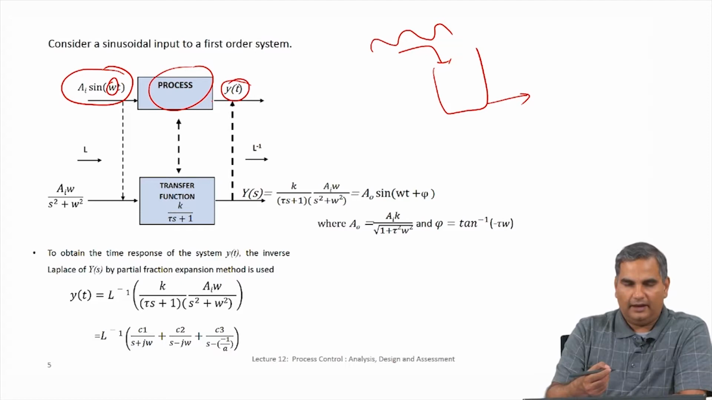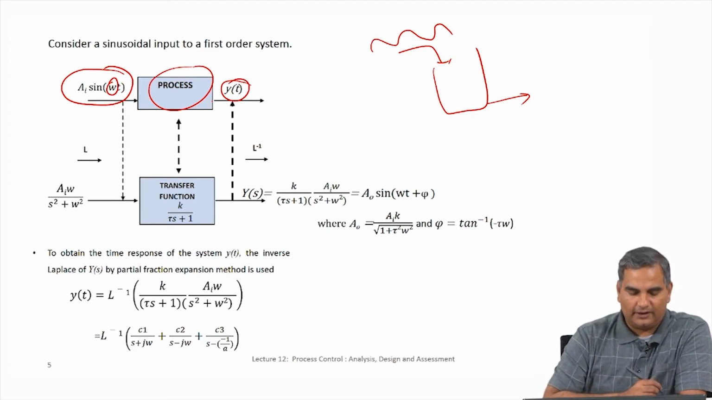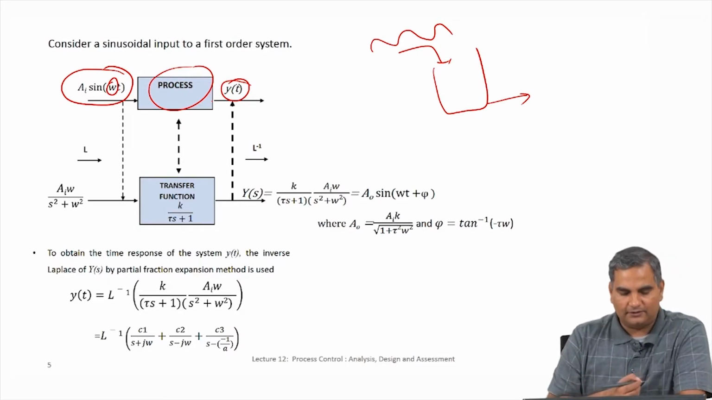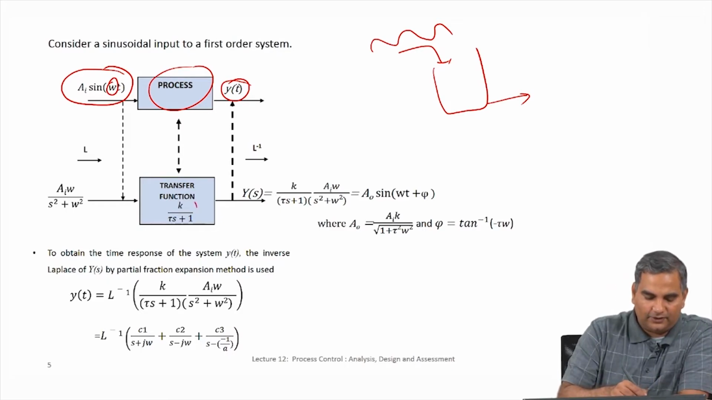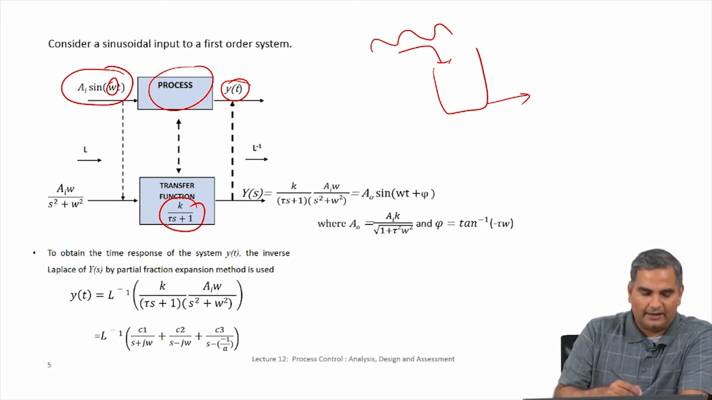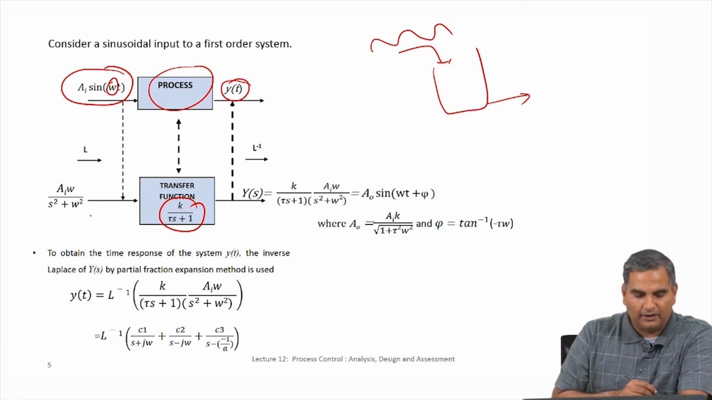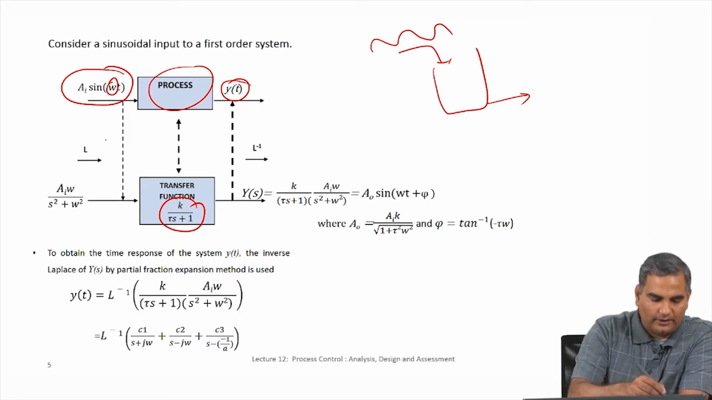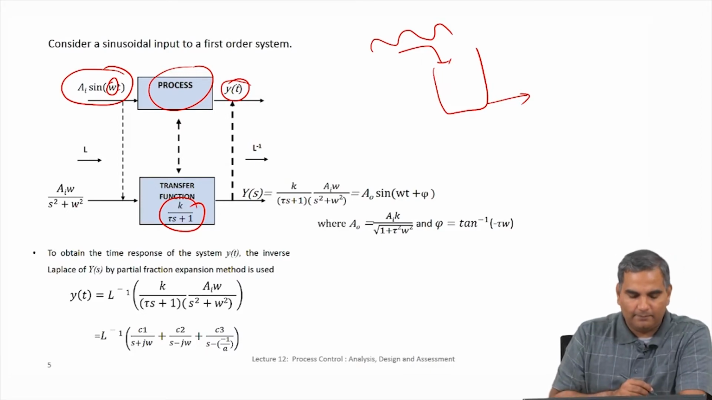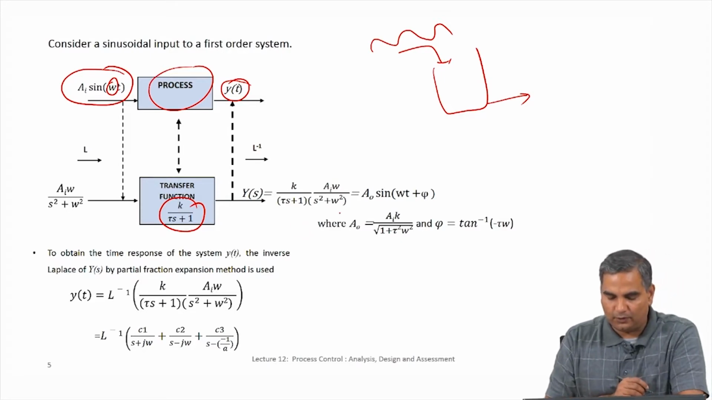So, the way we usually do, let us illustrate this for a very simple first order example. Let us say I have a process which is first order, then the corresponding transfer function is k over tau s plus 1. And remember, I said the way you do it is you do the Laplace transform of the input to the Laplace domain, and you will see from your table quite easily this is A_I w over s squared plus w squared. Y of s is simply a product of this and this. So, I will have k over tau s plus 1 times A_I w by s squared plus w squared.